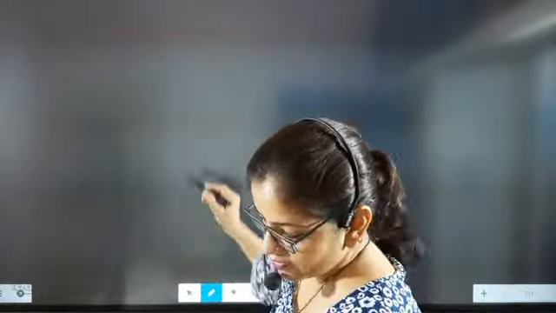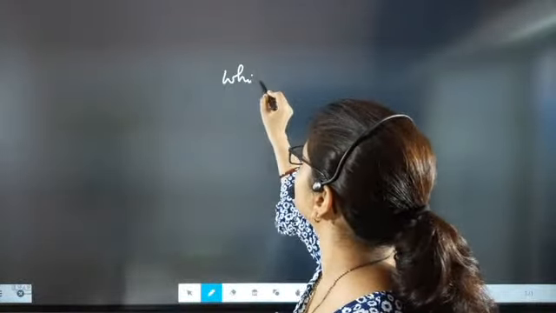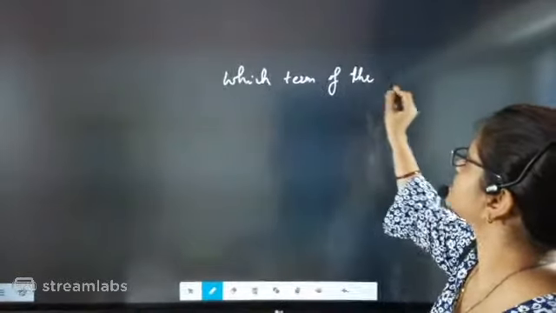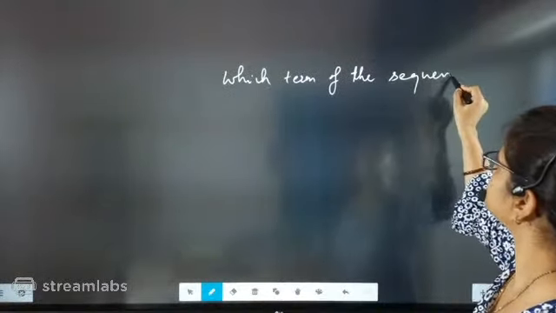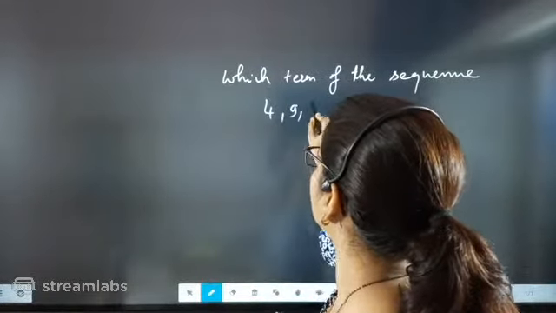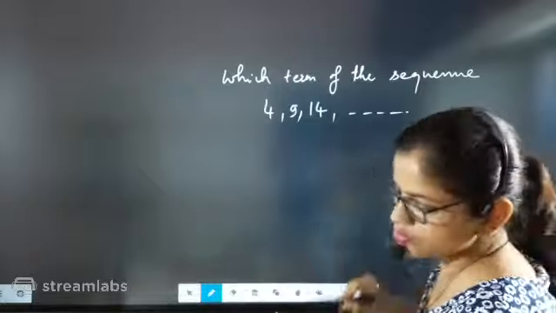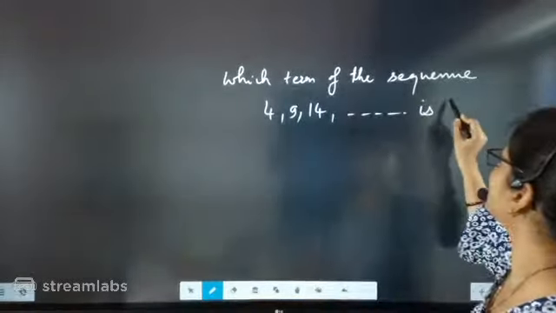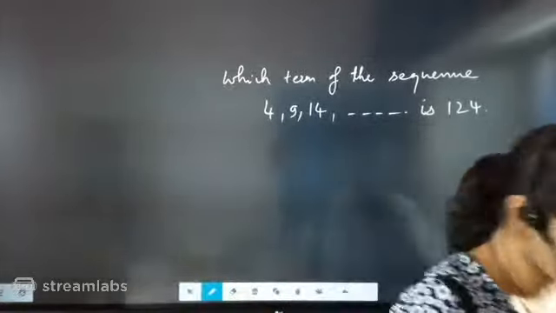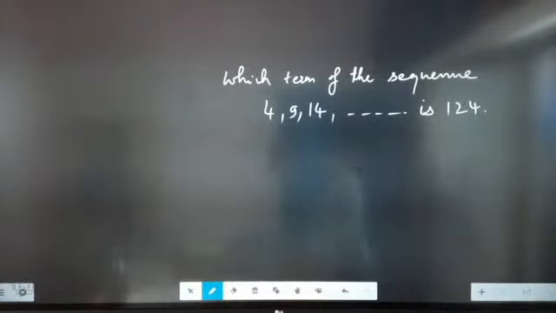Same question. Let's see how much time you are going to take to solve. Which term of the sequence 4, 9, 14 and so on is 124? Same pattern question beta. Try this question out. Which term of the sequence 4, 9, 14?